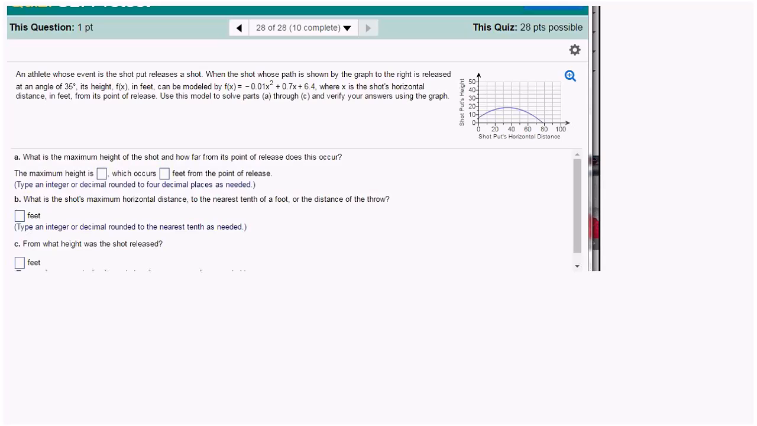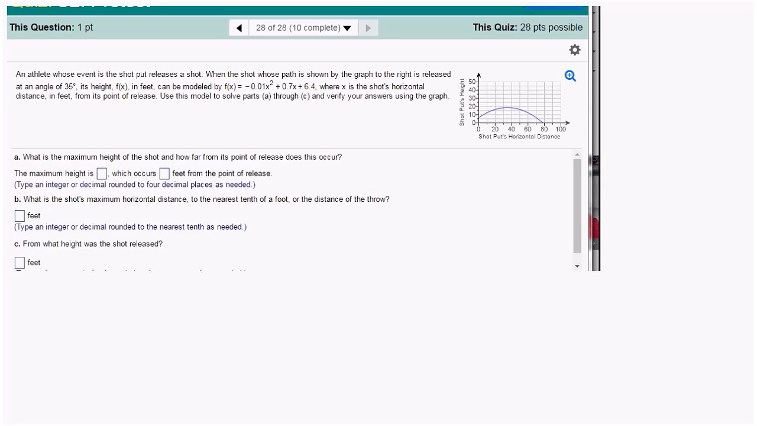And TJ, this is exactly what I'm talking about. So let me just grab my pointer. This is kind of like a real world example of an application problem with a parabola. An athlete whose event is the shot put, so you know where you throw that big round lead ball, when the shot whose path is shown by the graph, so the graph is parabola shaped and opens downwards, so we're going to have a maximum, is released at an angle of 35 degrees.